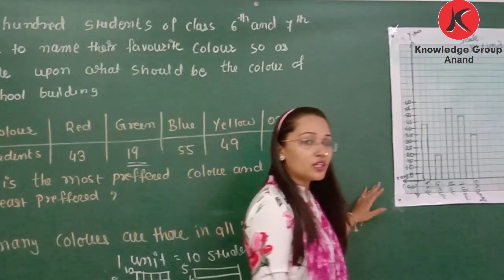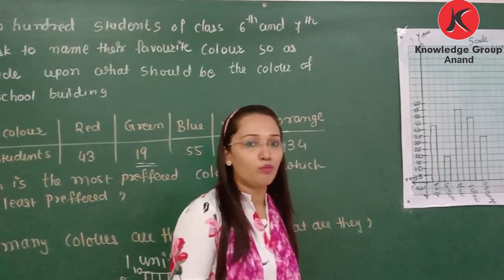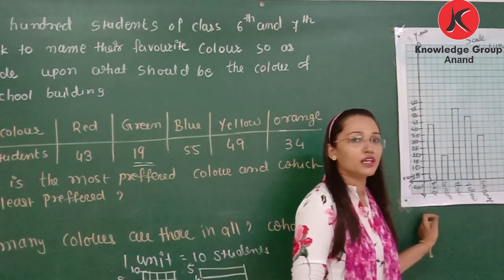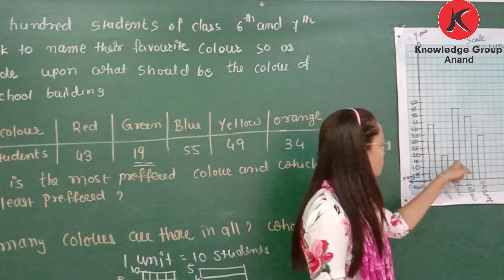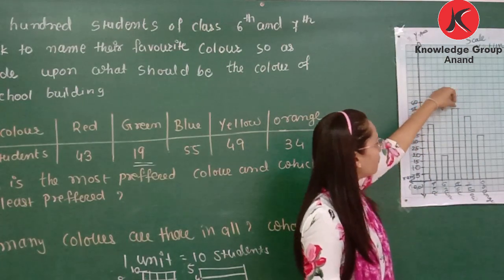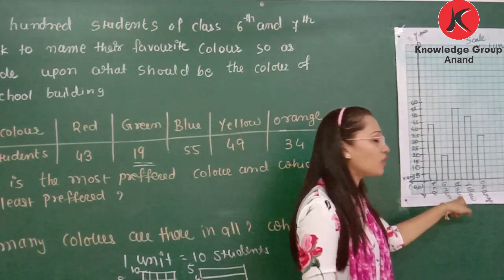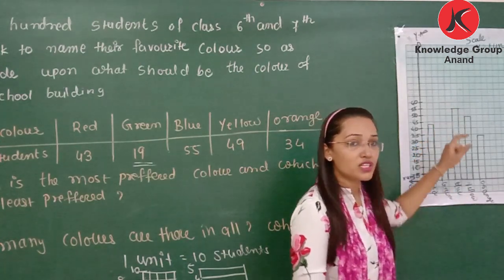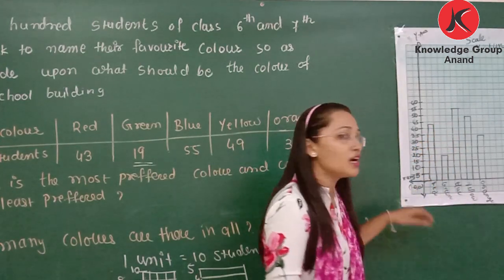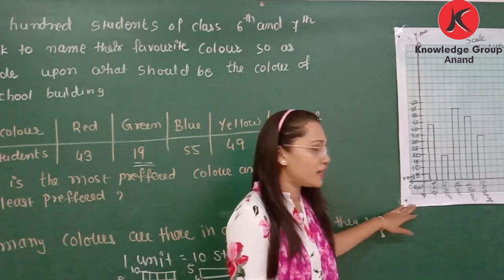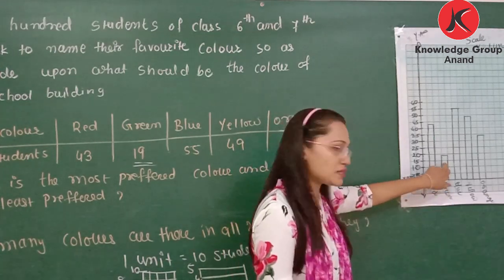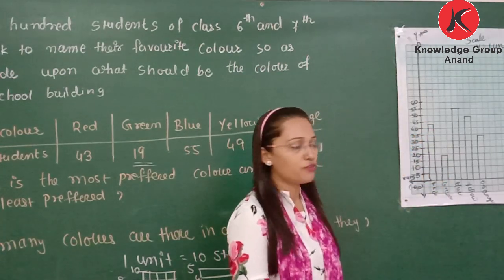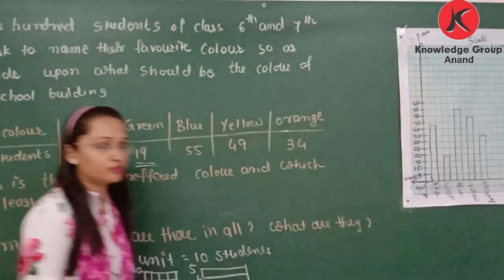Now the question is, which color is preferred by most of the students? From the bars, the highest bar represents the number of students who preferred it more. So this is the highest bar, and which color is this? This is blue color. Means blue color is preferred by most of the students. Now which color is least preferred by students? The color which has the smallest bar. So here green color has the smallest bar. So green color is preferred by the least number of students. So we will write the answer.